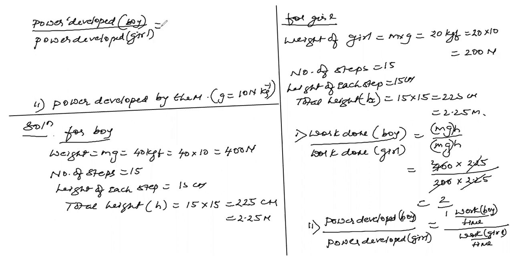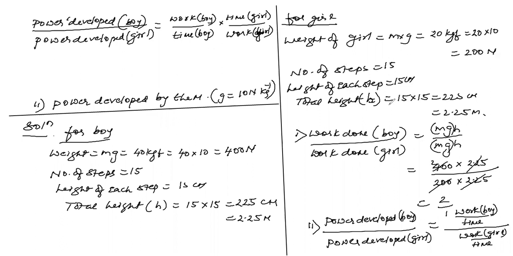So what will happen, children? Power is work upon time. How much was the work done by the boy, children? You have got it. So I'll put it like this. Work done by the boy upon time taken by the boy, divided by, so multiply by, time taken by girl upon work done by the girl.